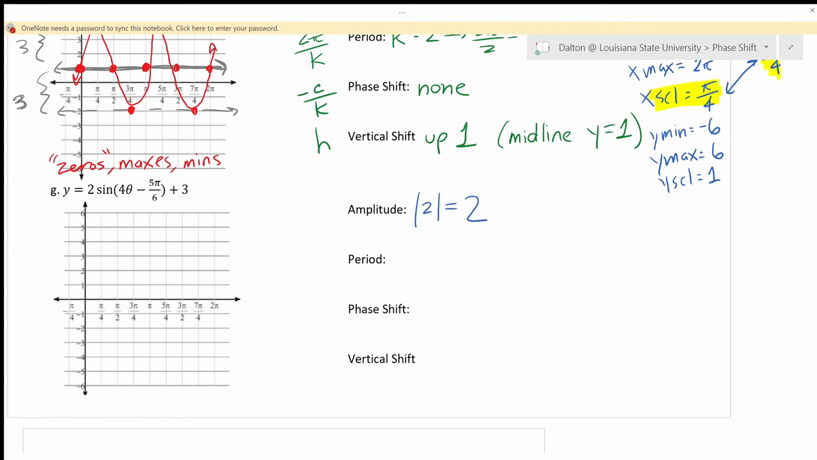Period is found by 2 pi over K. Well, what is K? 4, right? The number in front of theta. So that's going to mean that we're going to have 2 pi over 4, which reduces to pi over 2. Phase shift is either done by setting the parentheses of your sine function equal to 0 and solving, or negative c over k. So what is c?